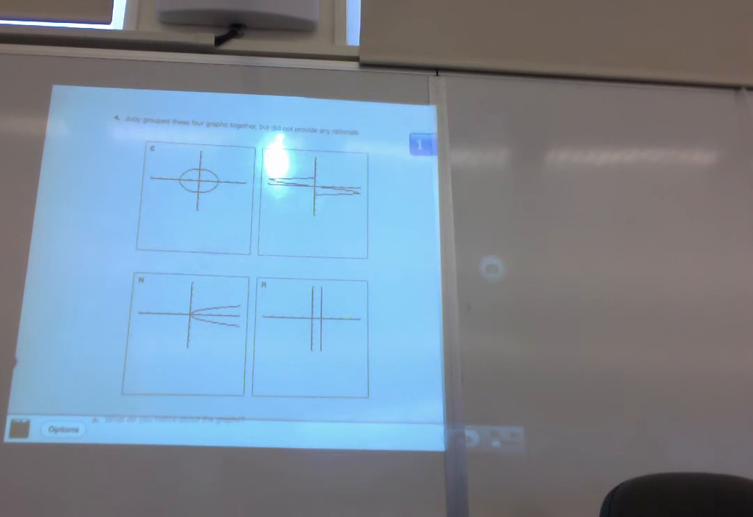Thank you, Myra. They all go through at least two quadrants. Okay, at least two quadrants. What else do we notice? Brian, what do you notice about these graphs? That they are not dotted. Not what? Dotted. Not dotted. Awesome.